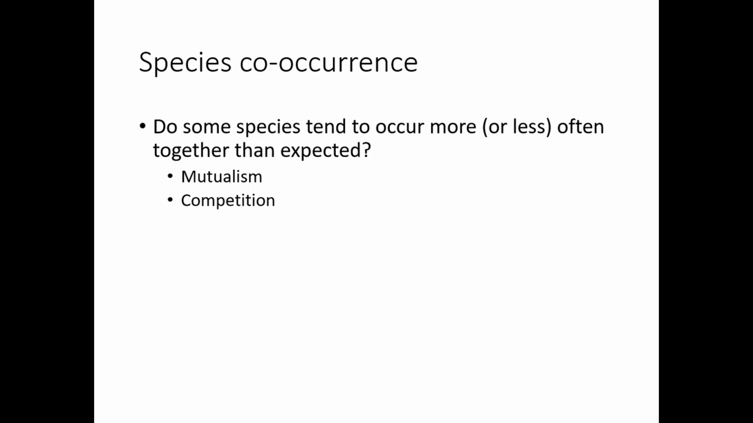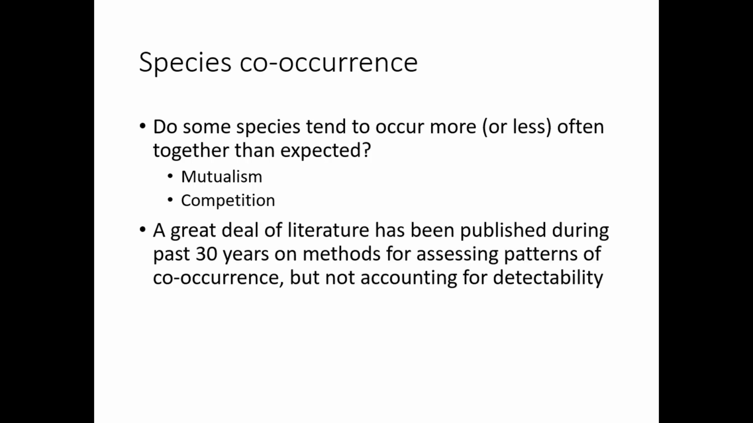This question is the basis for hypotheses about mutualism and competition in community ecology. A great deal of literature has been published during the past 30 years on methods for assessing patterns of co-occurrence. However, these do not usually account for incomplete detection.